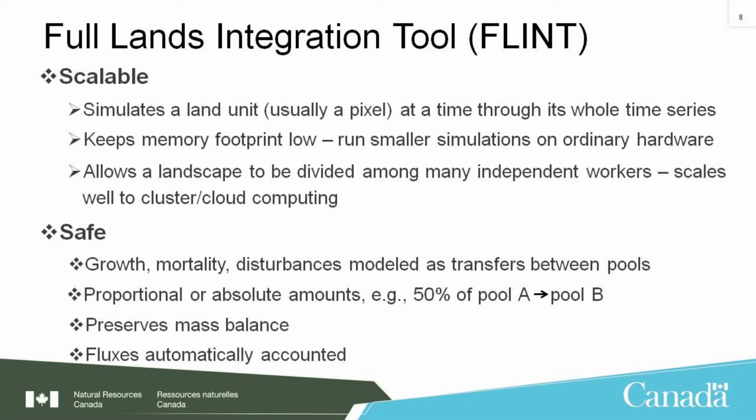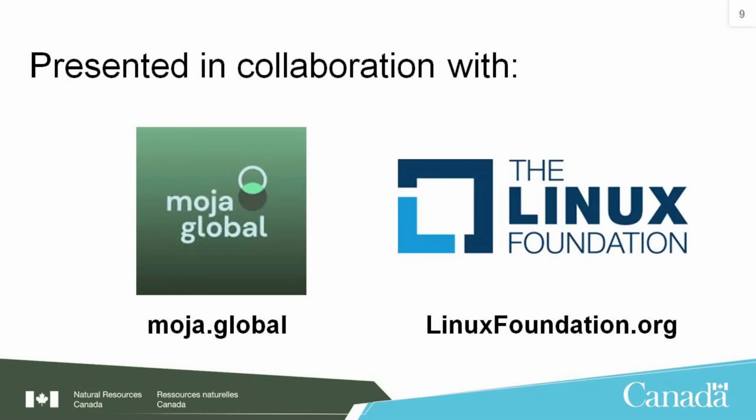The FLINT is safe, meaning that growth, mortality, and disturbances are modeled as transfers between pools. These transfers can be in proportional or absolute amounts. For example, you could transfer 50% of the carbon from pool A to pool B, or 500 tons of carbon from pool A to pool B. Importantly, the system always preserves mass balance and all fluxes are accounted. In the next video, we'll discuss the modular structure of the FLINT.